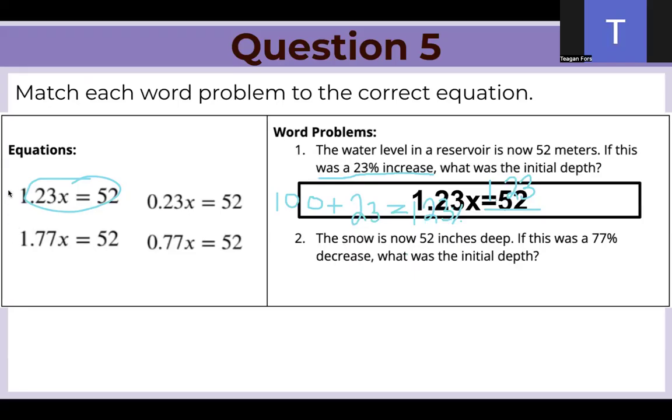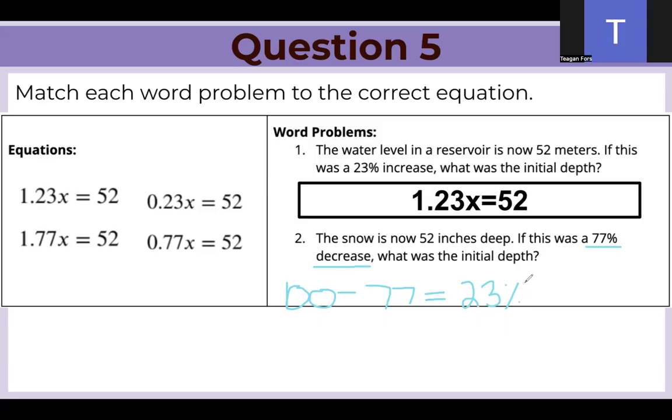Okie dokie. For the second equation, we are thinking about the snow is now 52 inches deep. If this was a 77% decrease, what was the initial depth? So again, I'm going to start by figuring out what is happening with my percentage. So I have a 77% decrease, which means again, I'm starting at 100% and I am decreasing or taking away 77 of those percentages. So what I'm left with is 23% of the snow.